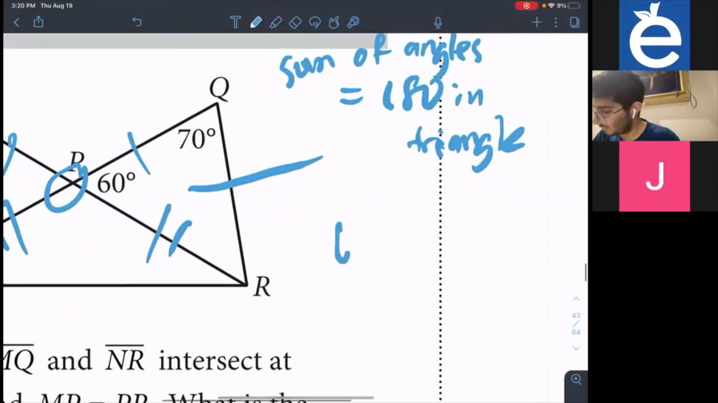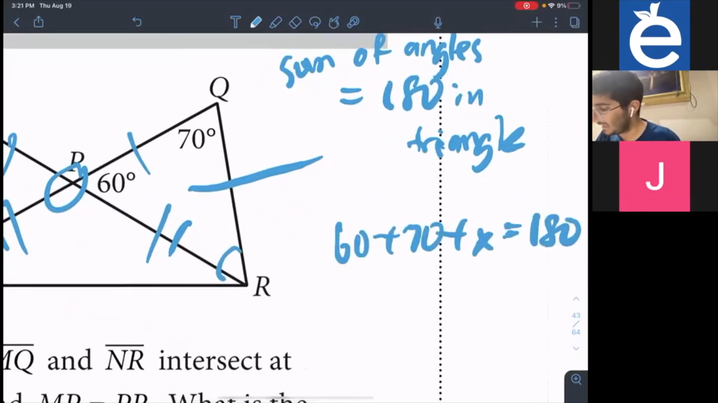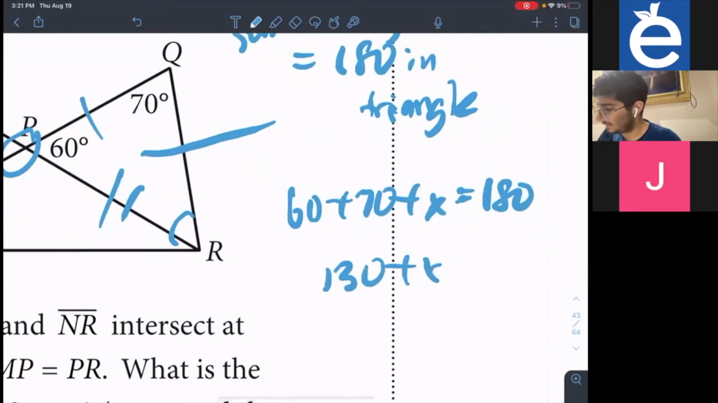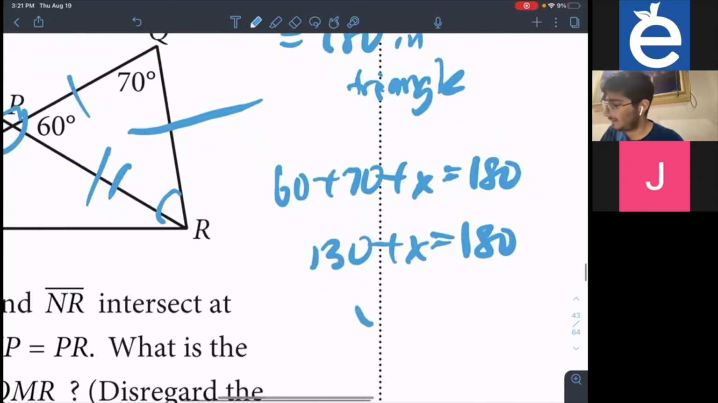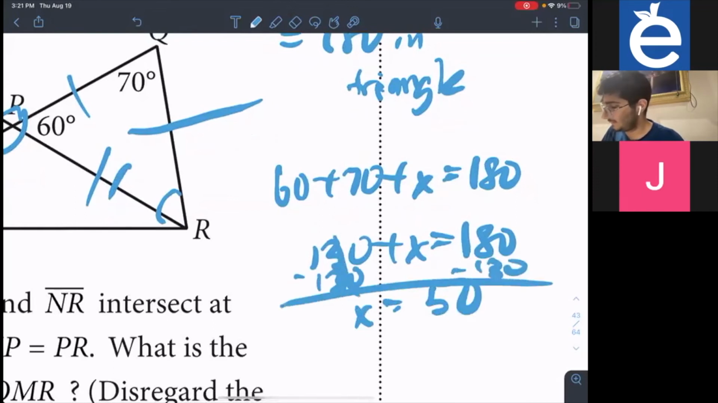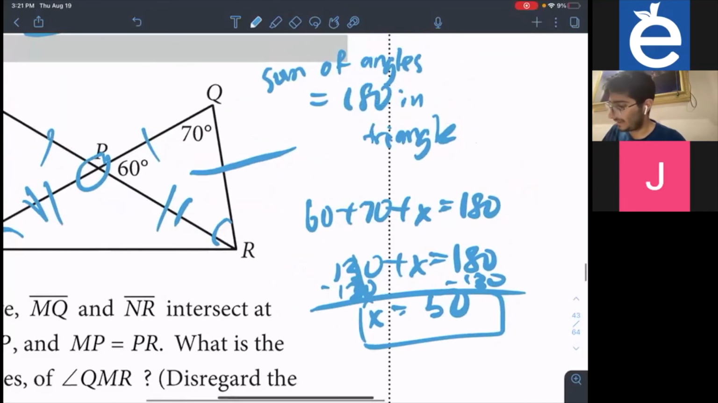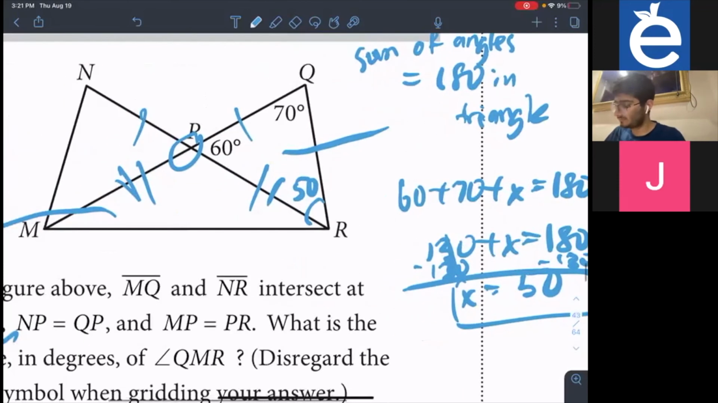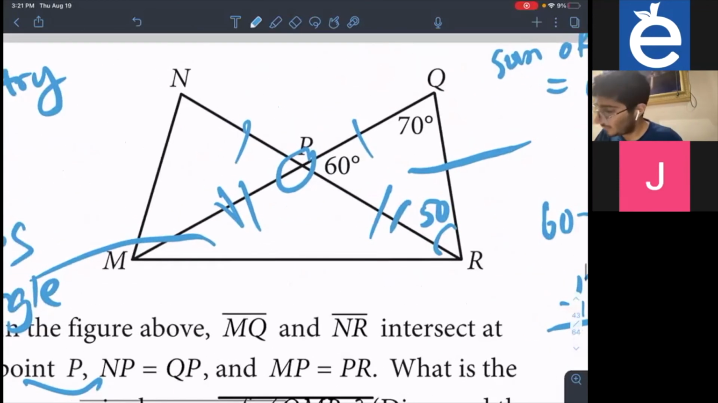Right? So you do 60 plus 70 plus this angle right here plus x gives you 180. 130 plus x equals 180. X is equal to 50 because you have to subtract the 130 on both sides. And that's how you get 50 for this angle. Okay, so now we know these are vertical angles. Vertical angles are always equal. So this is 60. This also has to be equal to 60.